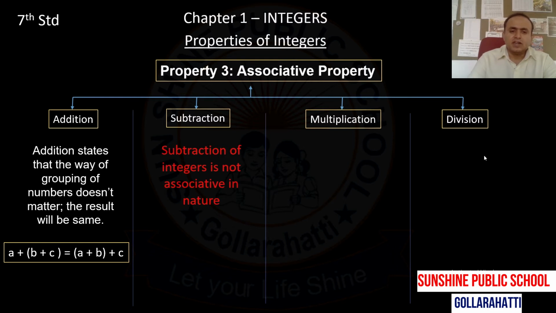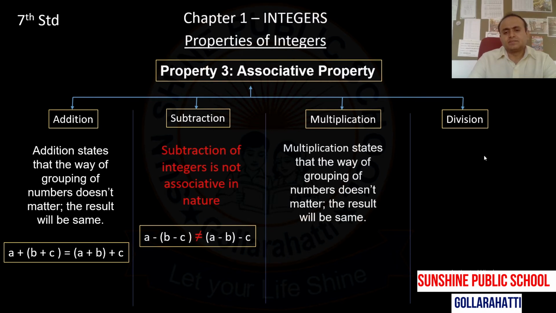ತಿರ್ಗಾ subtraction, A minus B or B minus A ಮಾಡಿದಾಗ ಏನಾಗುತ್ತದೋ, satisfy ಆಗಲ್ಲ, answer change ಆಗುತ್ತೆ. So it's not satisfied under subtraction. Let us see under multiplication.